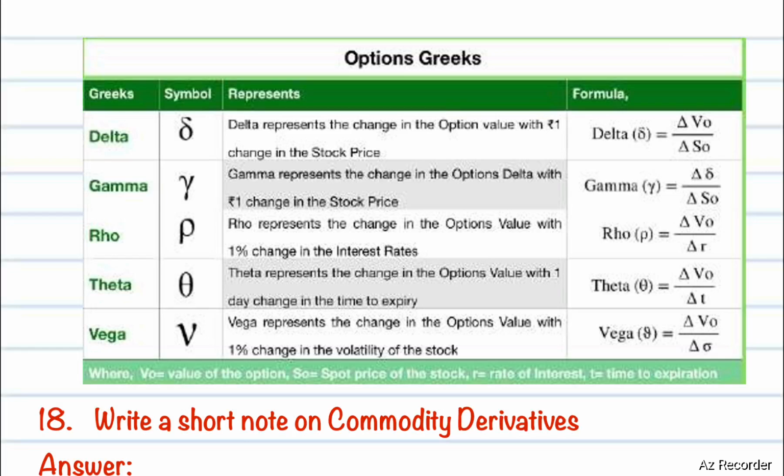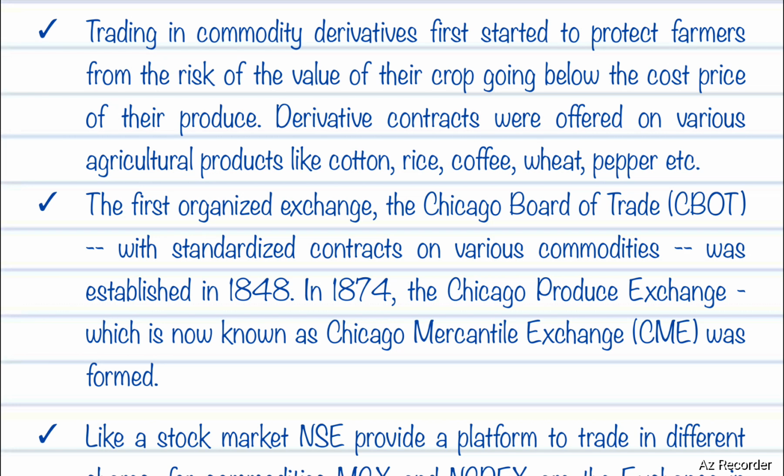Write short notes on commodity derivatives. Trading in commodity derivatives first started to protect farmers from the risk of the value of their crop going below the cost price of their produce. Derivative contracts were offered on various agricultural products like cotton, rice, coffee, wheat, pepper, etc. The first organized exchange, the Chicago Board of Trade (CBOT), with standardized contracts on various commodities, was established in 1848. In 1874, the Chicago Produce Exchange, which is now known as Chicago Mercantile Exchange (CME), was formed.